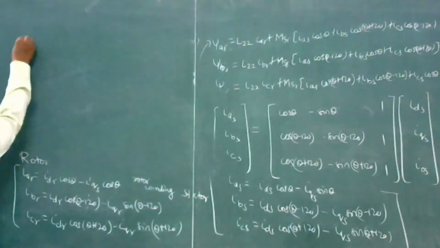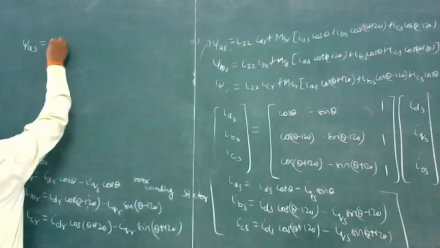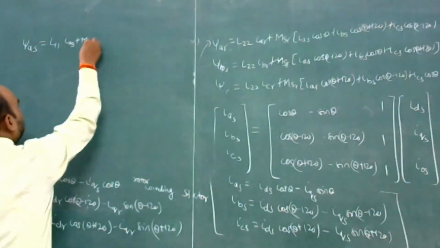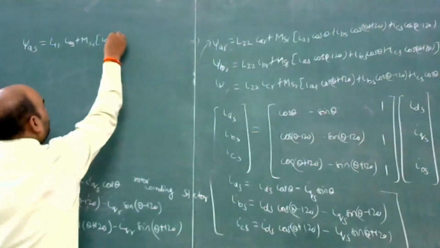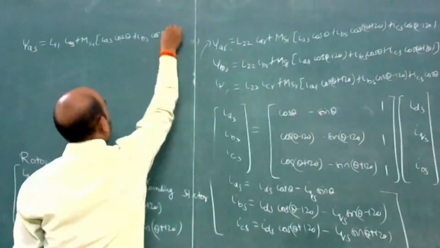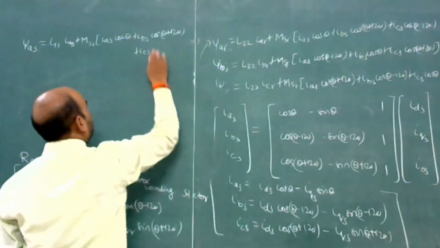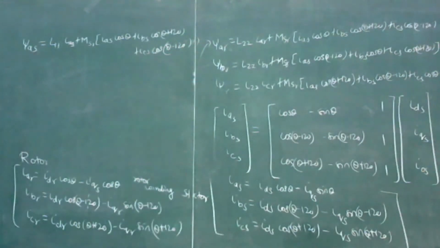So psi AS is equal to L11 into IAS plus MSR times IAS into cos theta plus IBS cos theta plus 120 degrees plus ICS cos theta minus 120. Okay. So this is the value of flux linkage of stator phase A.